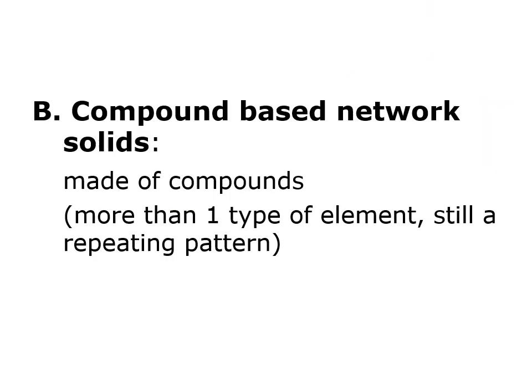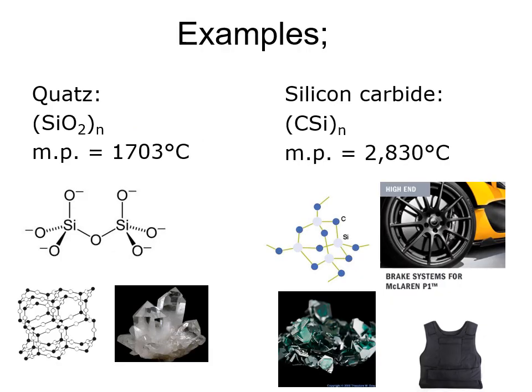The other type is a compound-based network solid, and essentially it's the same idea as an atomic-based one, but instead of just one atom repeating itself, it's going to be a group of atoms that repeat themselves. So more than one type of element, but still a repeating pattern. Quartz is a very common example.